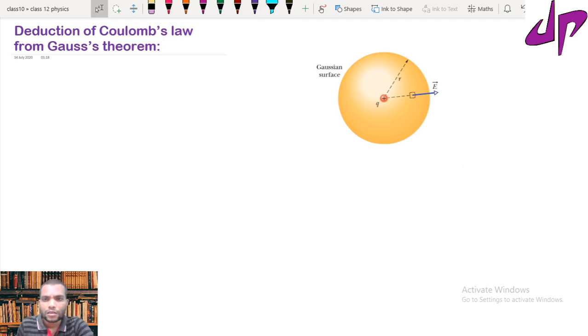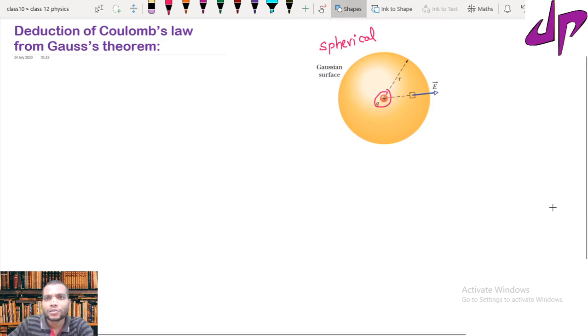To prove this, I consider a positive charge. So this is my positive charge. At a certain distance r, I consider a spherical Gaussian surface. Now here you can see the electric field line, which is coming from the positive charge, is piercing the Gaussian surface. So here you can take the area vector, and the area vector is also along the same direction.